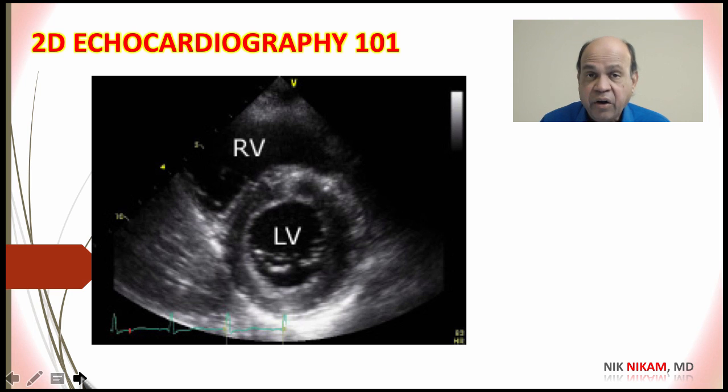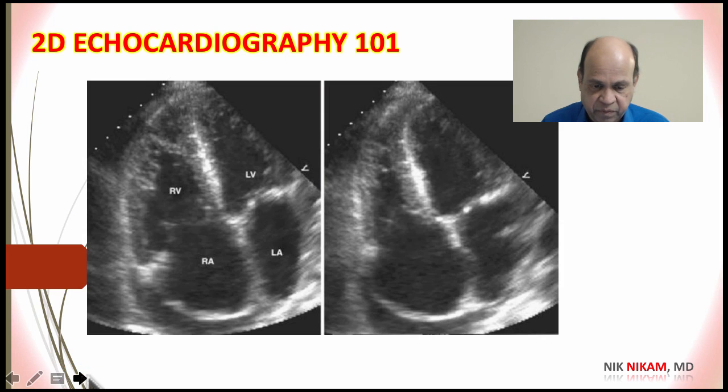patients with COPD. Here we have what is known as the 4-chamber apical view, and we can see the beam is coming this way and it is going through all the chambers.